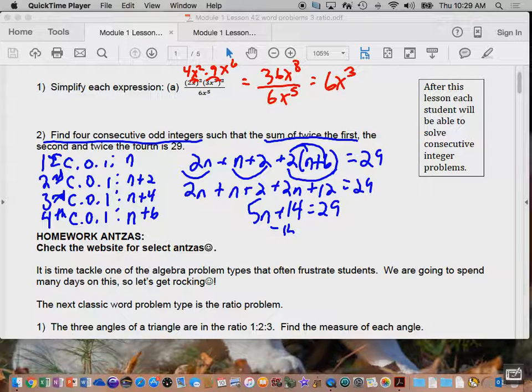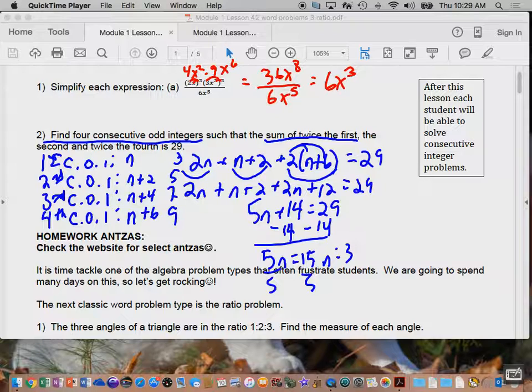Wait, where'd you get the 6? So it'd be 3. Right? Minus 14, yeah. 5n equals 15, divided by 5, n is 3. Yeah. So I get 3, 5, 7, 9. And those are the correct answers.